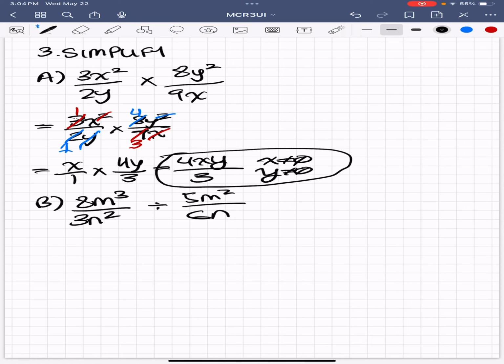And then I'm left with 4xy divided by 3. And again, x and y cannot equal 0 because there's y and x on the bottom, and it was just by itself. It wasn't with an added or subtracted constant. So the restriction there would be x and y cannot equal 0. And that's that for restrictions.